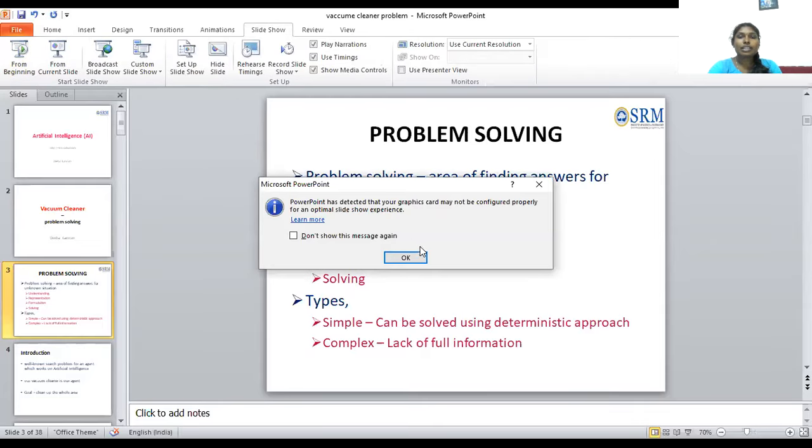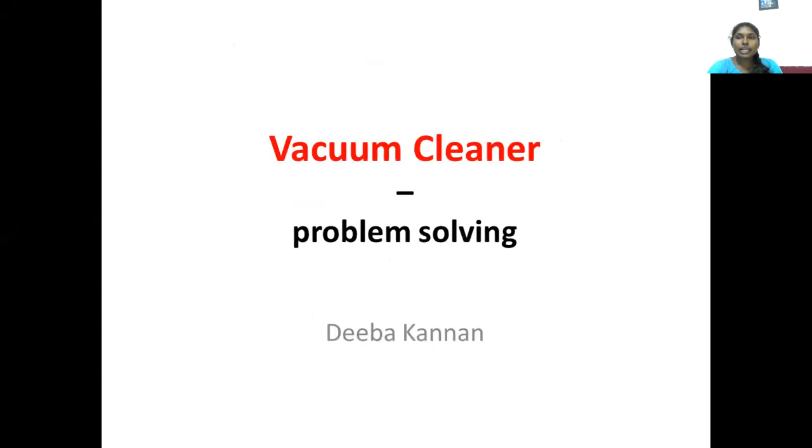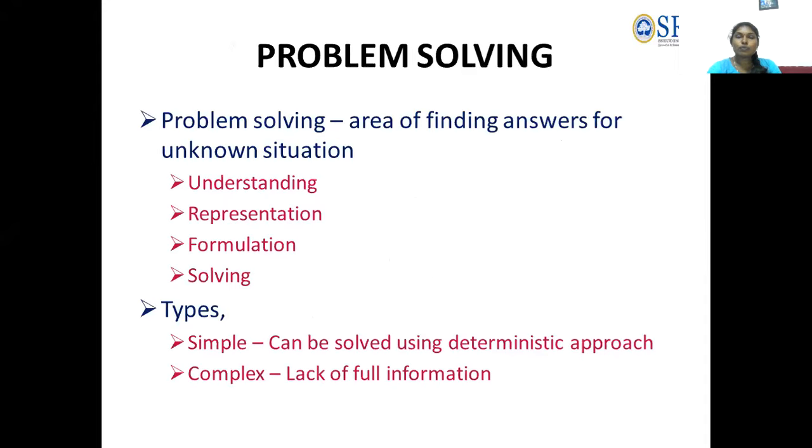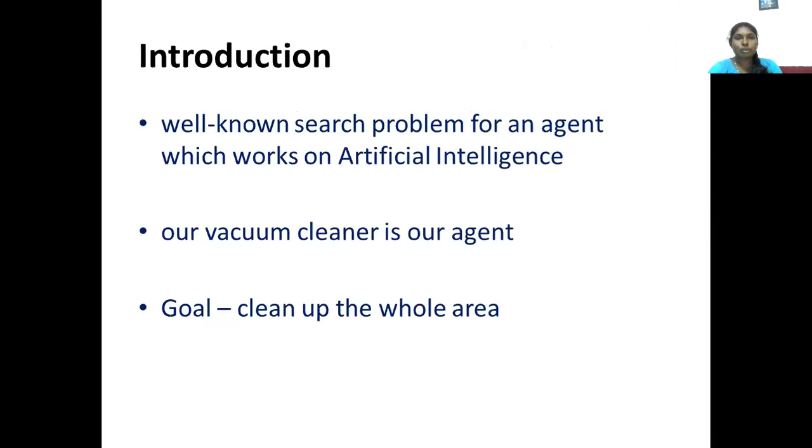So in artificial intelligence, we take one example, the vacuum cleaner example, and using these 4 steps, understanding, representation, formulation, and solving, we are going to formulate the solution for it.